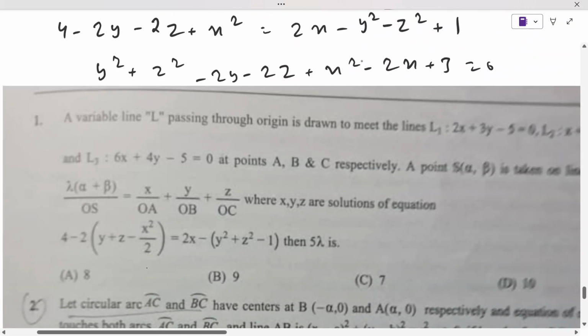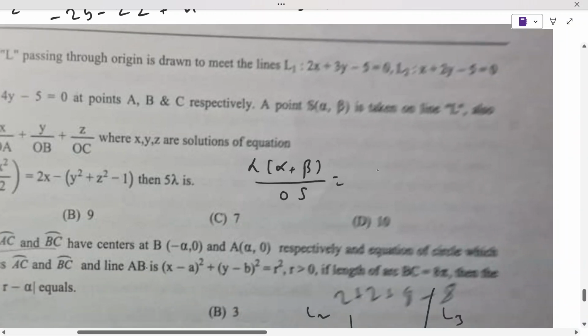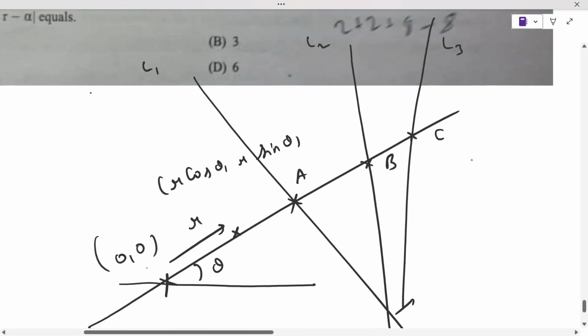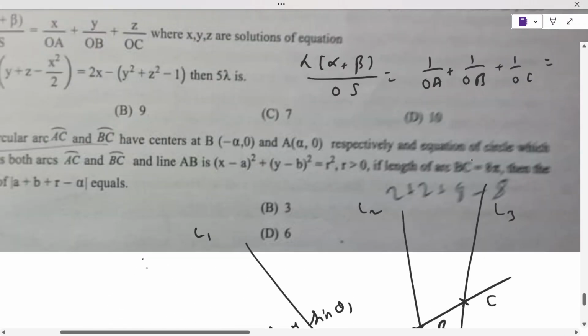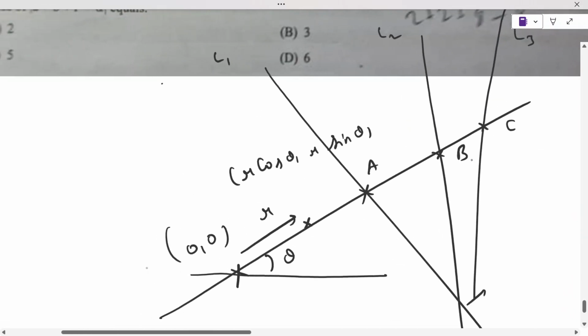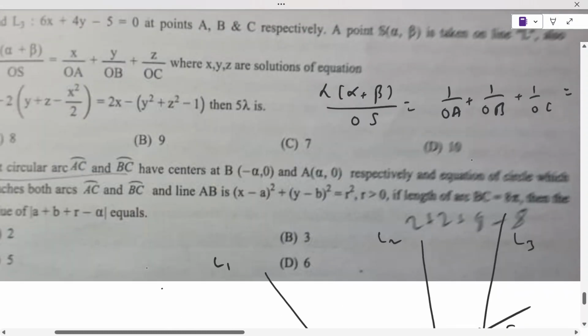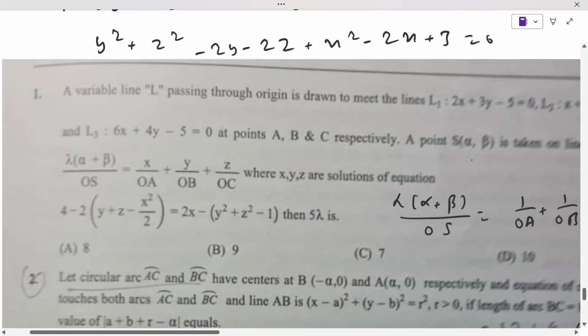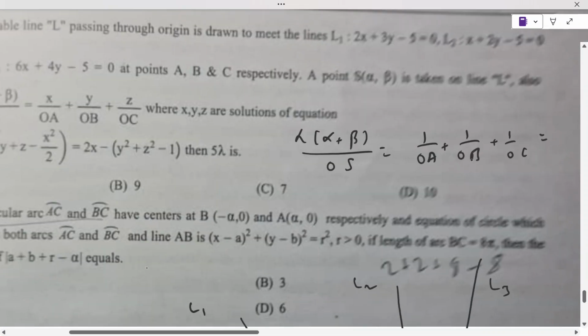So now we should put the value. So it is lambda into alpha plus beta, that should be equal to OS upon 1 by OA plus 1 by OB plus 1 by OC. The S point is there, which I don't even know, but one thing for sure is that 1 by R1 plus 1 by R2 plus 1 by R3 is lambda into alpha plus beta by OS. And alpha, beta is a point on the line itself.